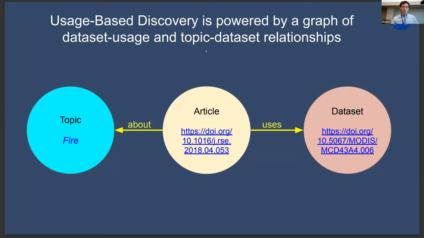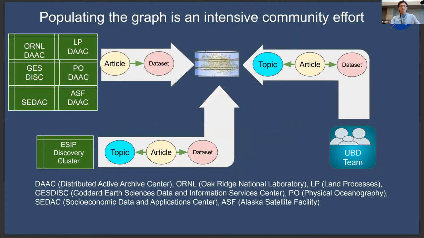So this application is powered by a graph database, and it's a fairly simple graph database with three different entities. We have topics, articles, and datasets. And populating this graph is very much a community effort. It's a very intensive effort that involves a lot of different communities. Obviously the ESIP discovery cluster, a number of distributed active archive data centers across the US, and also the usage-based discovery team.